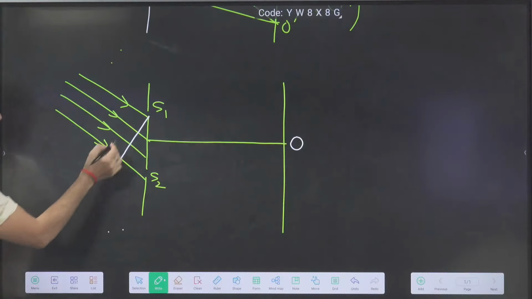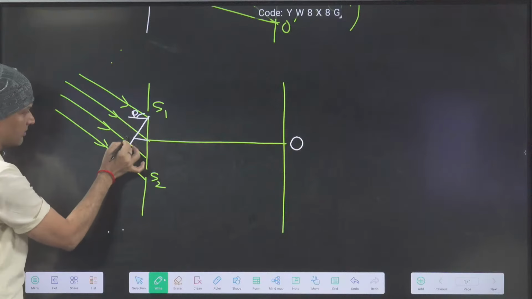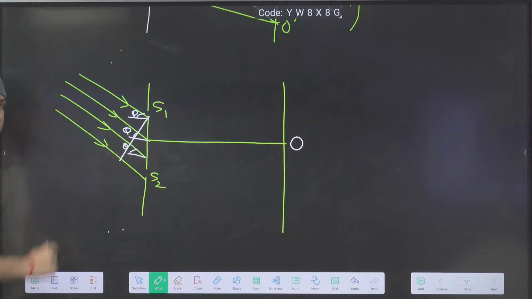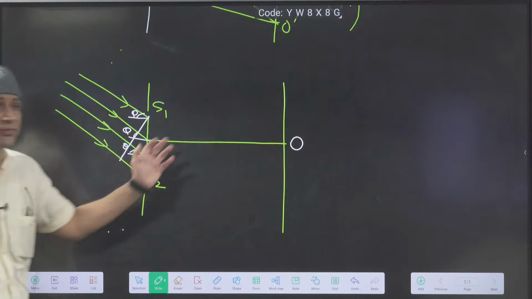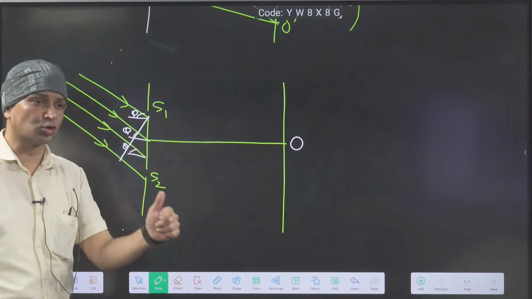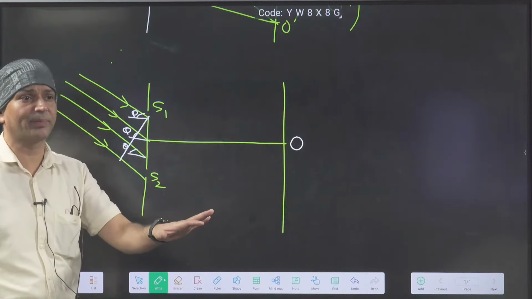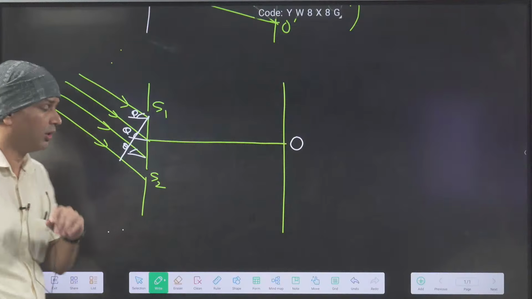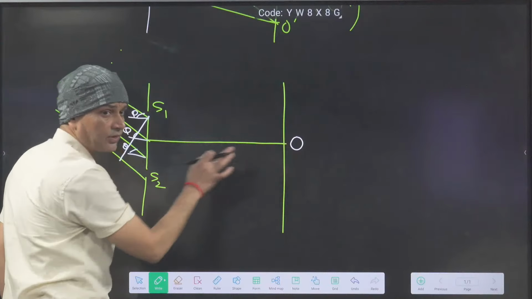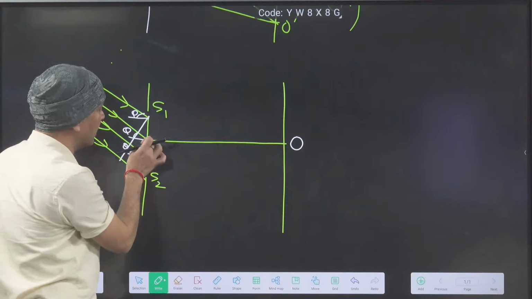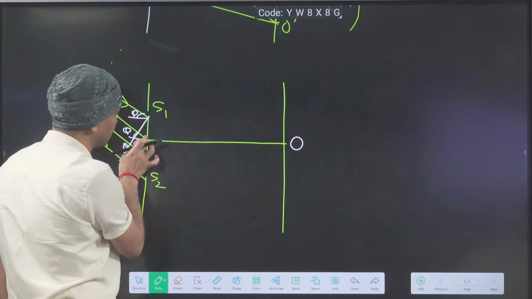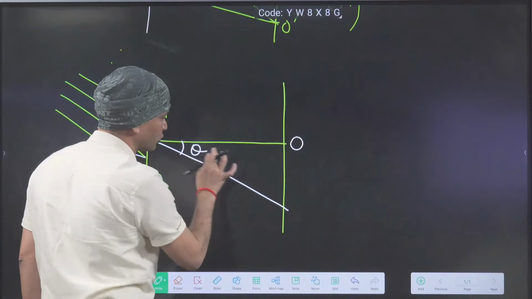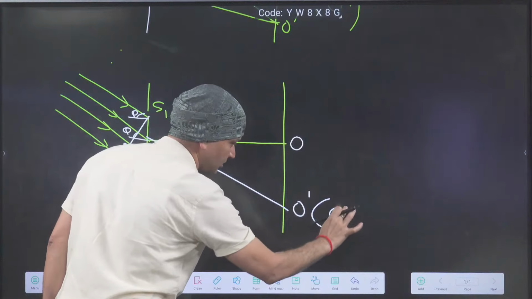Suppose it is incident at an angle theta here. Where will the central maxima shift? Now you can see before the slit, S2 path is more. So after the slit, S2 path has to be less. Then only the path length will be equal, or path difference will be 0. So in that case, central maxima will shift down. If they ask at what angle, you have to remember it will shift at an angle theta below. This will be O dash.